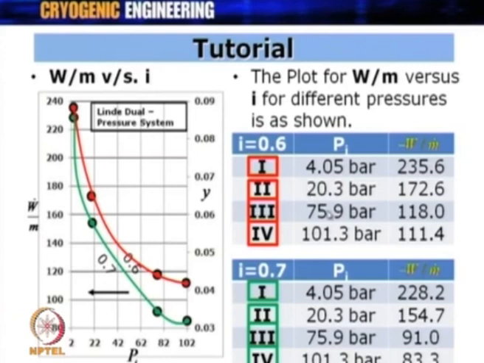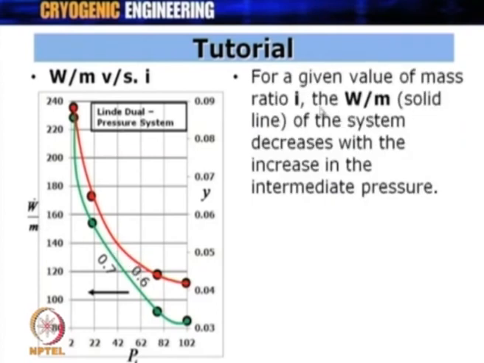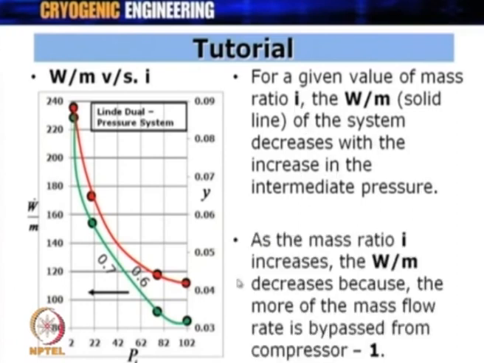While the pressure ratio for the second compressor gets reduced, it is subjected to the maximum mass flow rate. So, it is a net addition of WC1 and WC2 which will determine the value of W by m dot in this case. Now, for a given value of mass ratio I, W dot for the system decreases with the increasing intermediate pressure.